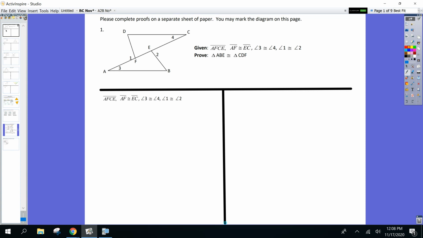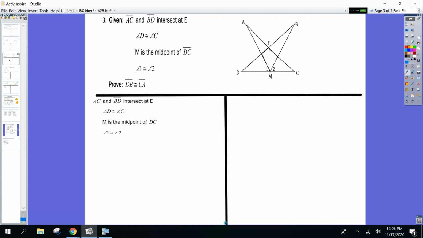Is there anything else we need to talk about? Can we look at number 3? Diagram really threw me, and I was trying to figure out what to use. Okay, start here, Sarah. What are you trying to prove congruent? Side DB is congruent to side CA.